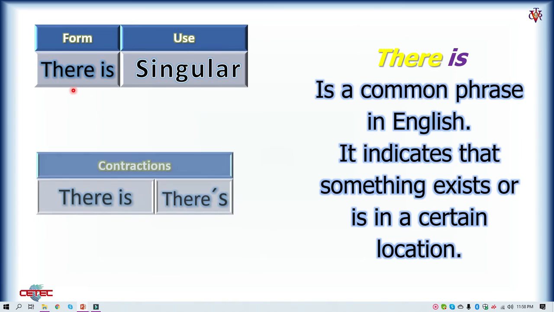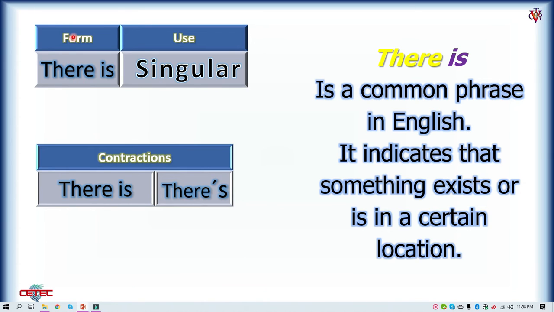Now we have to start with there is. The form is there is, but we have to use it in the singular. There is a common phrase in English. It indicates that something exists or is in a certain location. Contraction: the words there is can be used like this: there, apostrophe, S. The contraction is more usual.